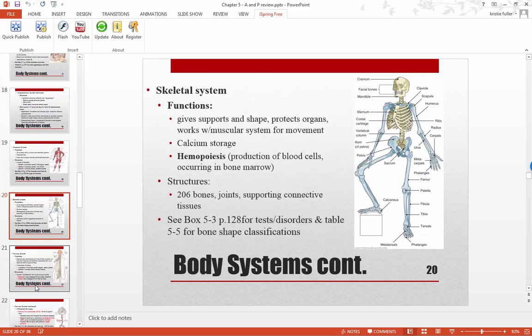Another thing that's important is this term you do need to know. It's called hemopoiesis, and that is actually the production of blood cells, which happens in the bone marrow, and that is actually a function of the skeletal system.